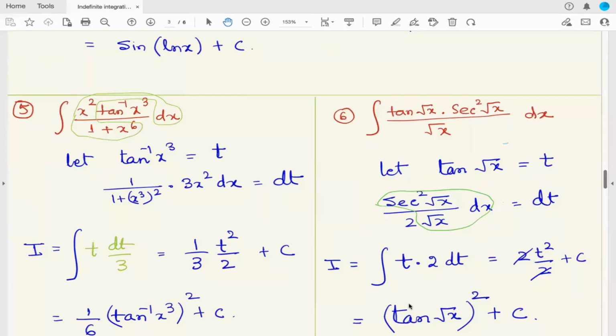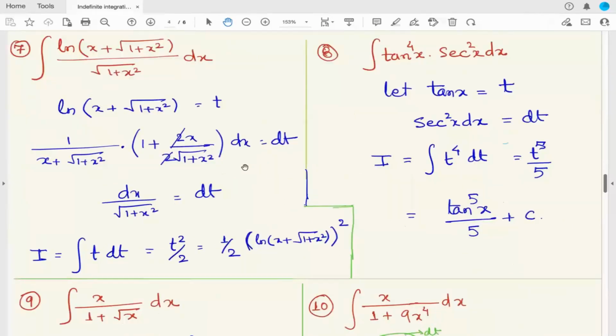And now again we write this function: t is equal to tan root x. So tan root x whole square plus constant. I hope you understand this problem. Now move on to the next problem. Our next problem, ln x plus root under 1, is again a complex integrand whose integration we don't know directly. So what we do, we use the first method, basically our first technique, which is substitution.